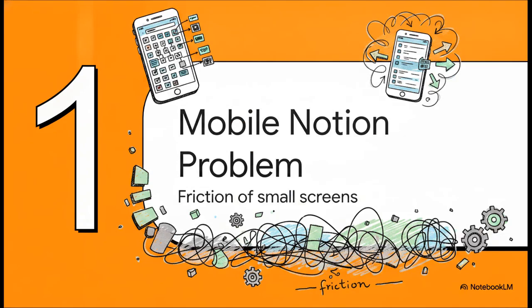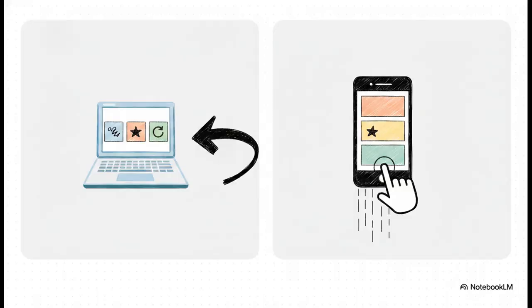Starting with Section 1, the mobile Notion problem, the friction of the small screen. And this brilliantly illustrates the core issue we're facing. The very thing that makes Notion so incredibly powerful on your laptop is exactly what turns it into a liability on your phone. On your desktop, it's this beautiful powerhouse, right? You've got a massive workspace, super fast navigation, handy sidebars, and multiple columns sitting perfectly side by side.